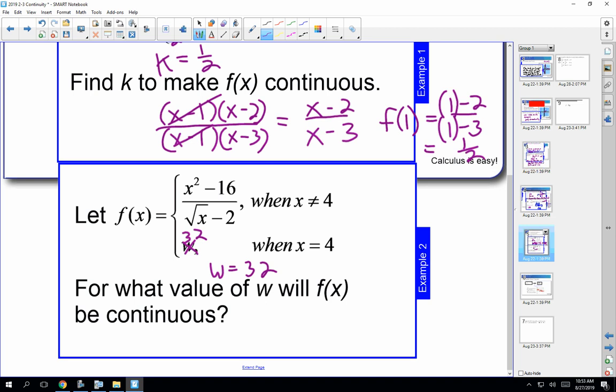So to fill in the hole, you simplify it and then plug in the point in question. The point in question is always going to be this stuff over here. That's kind of the giveaway. And then whatever you get, you plug this into a simplified version of this. We'll fill in the hole. Okay.